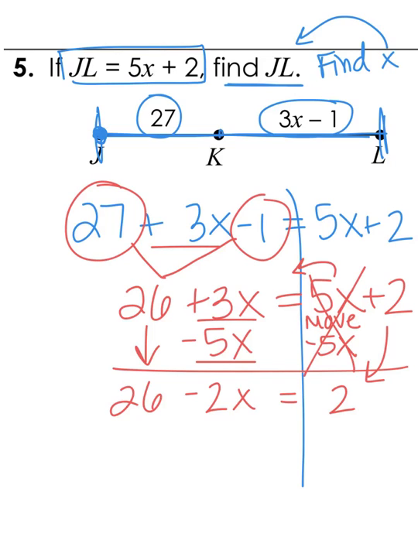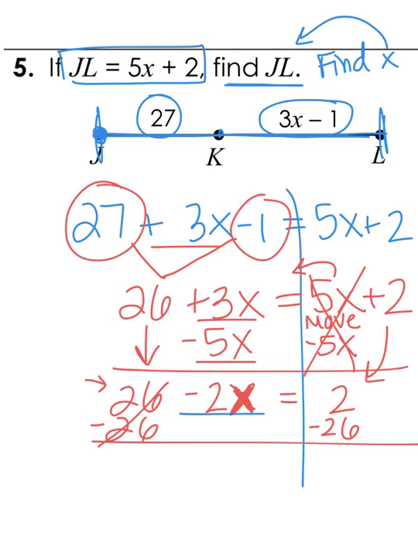So again, our goal is to get the variable by itself. We have one step closer. We need to get rid of this 26 over here. So if I take 26 away, that'll make 0. But you also have to do that over here. So what's left on this left side is negative 2x. Bring all of that down, equals, and then 2 minus 26 is negative 24.